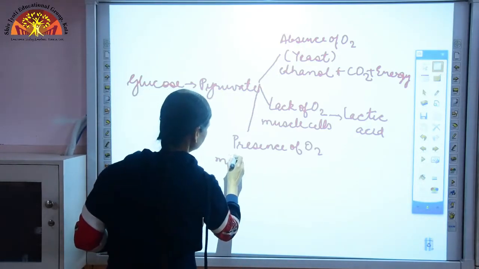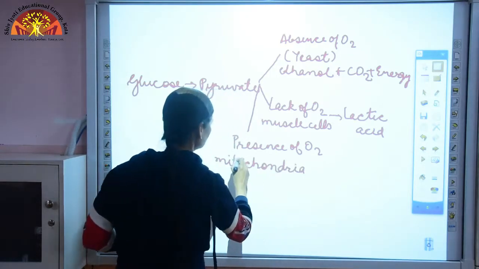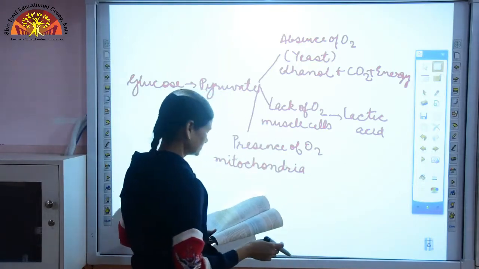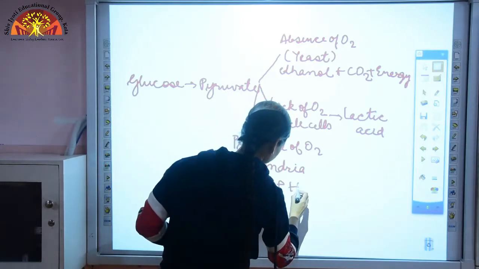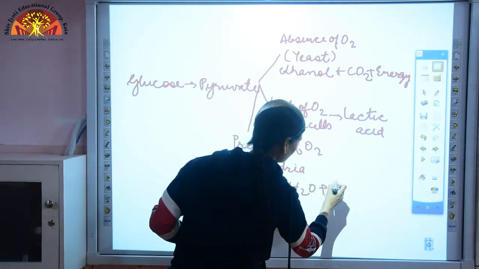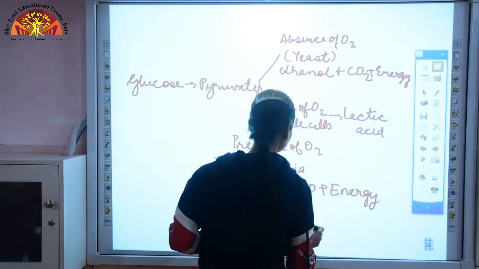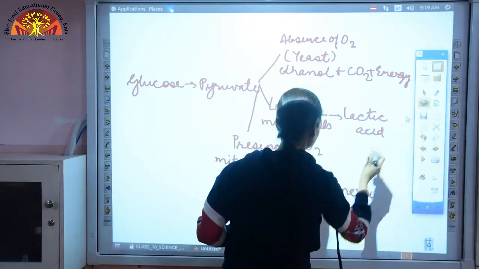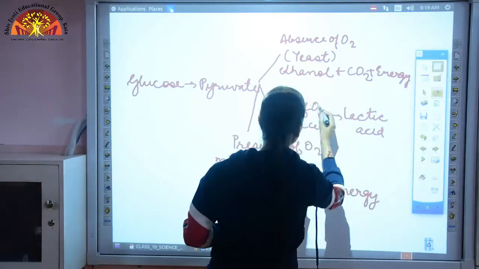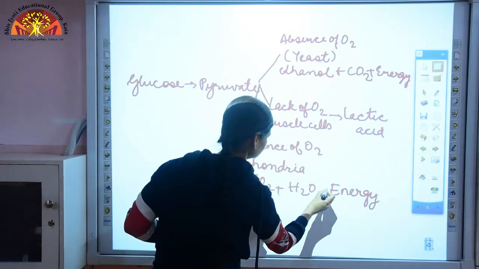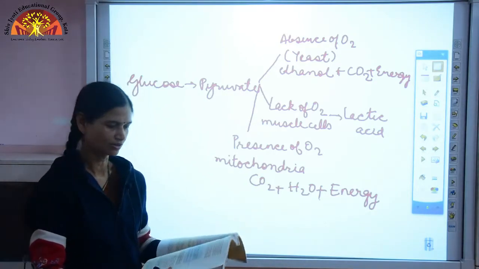ठीक है, माइटोकॉन्ड्रिया, और इसी को हम कहते हैं एरोबिक रेस्पिरेशन. In mitochondria, the pyruvate is converted into carbon dioxide, water, and a large amount of energy is formed. So, these were the 3 fates of pyruvic acid or pyruvate.